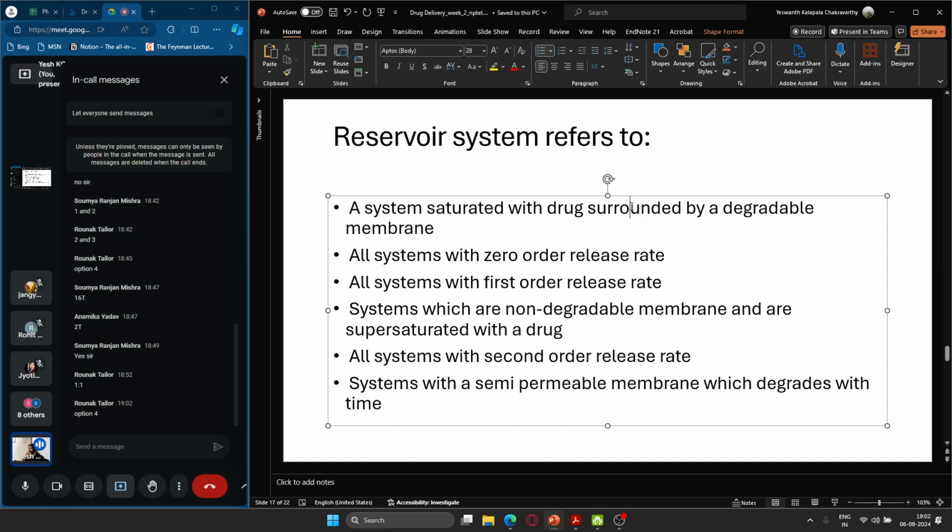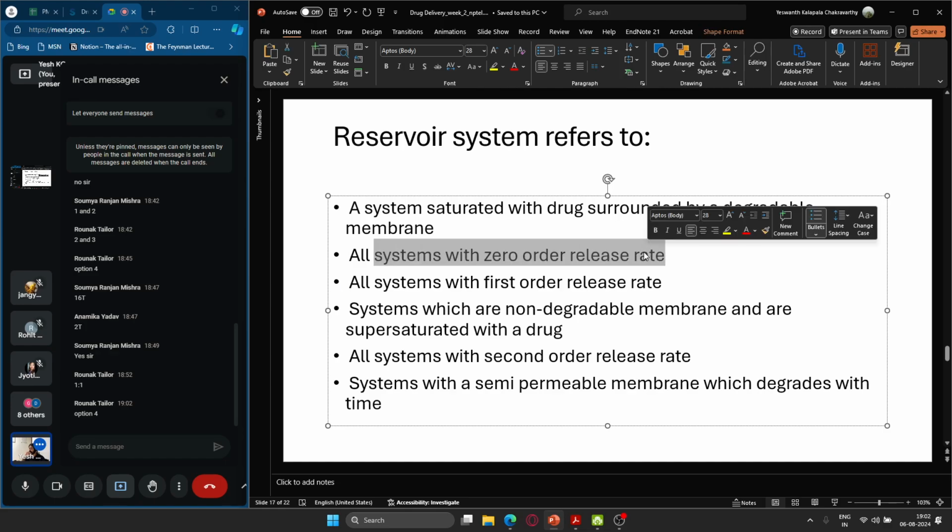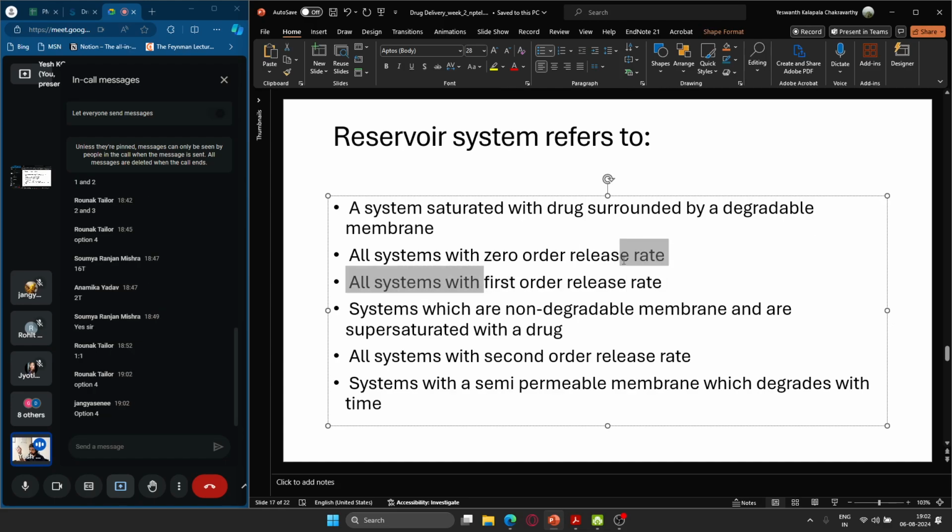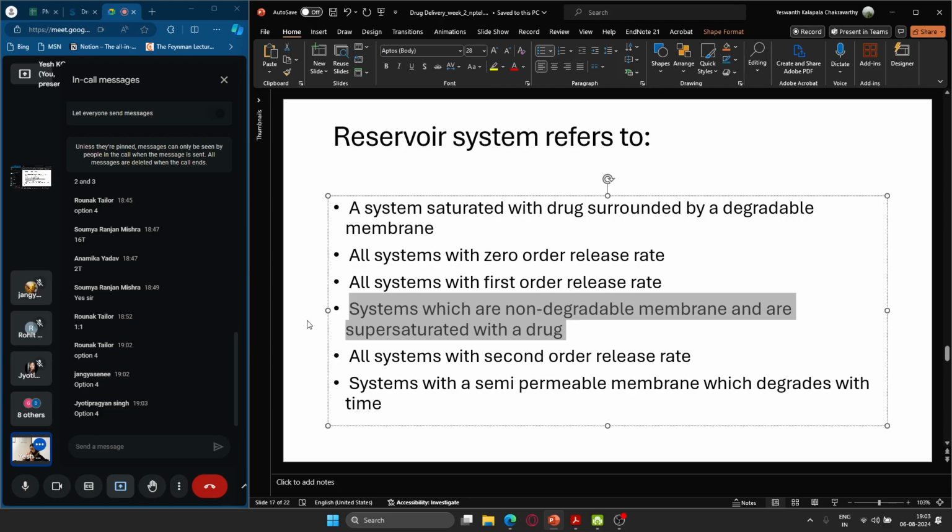Is it a system saturated with drugs surrounded by degradable membrane? All systems with zero order release rate, all systems with first order release rate, all systems with second order release rate. Okay, so a couple of people are saying it's option 4, which is systems which have a non-degradable membrane and are supersaturated with the drug. So they have a non-degradable membrane and there's a lot of drug inside. Everyone agrees, or are there any other answers? Okay, looks like everyone is agreeing.